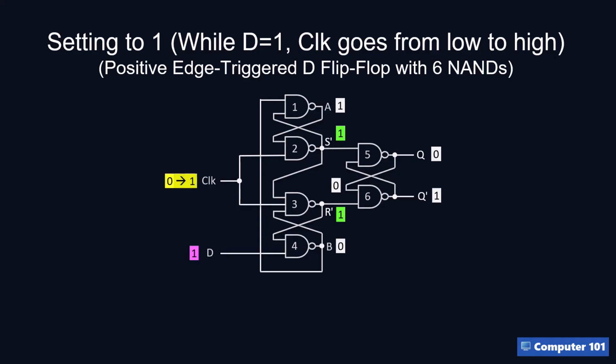Now, when the positive edge arrives, it forces the output of gate 2, or S bar, to 0. This is the set situation, and thus, output Q changes to 1. It is fed back to the upper input of gate 6, which forces Q bar to be 0.